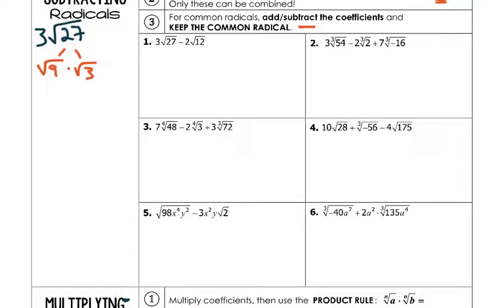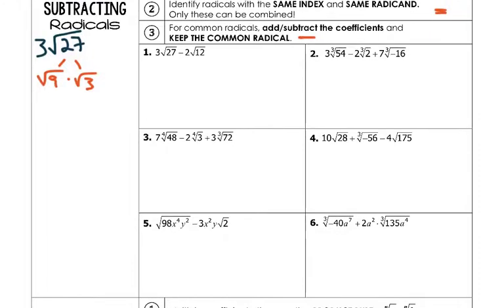So what is the square root of 9? And this 3, by the way, stays on the outside here. So we have 3 times the square root of 9 times 3. The square root of 9 is 3, so now we have 3 times 3 times the square root of 3. And what is 3 times 3? That is 9, so we get 9 square root of 3 here.